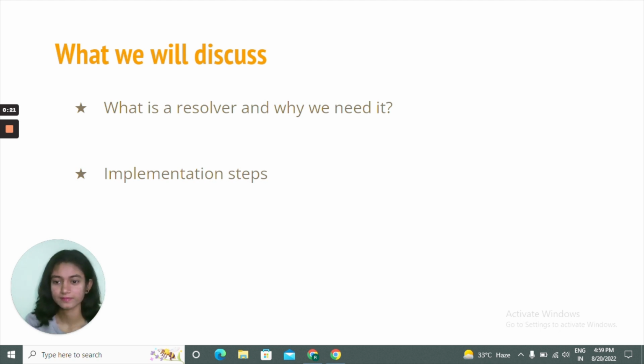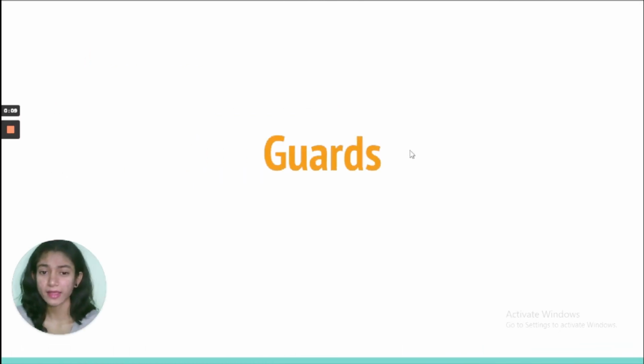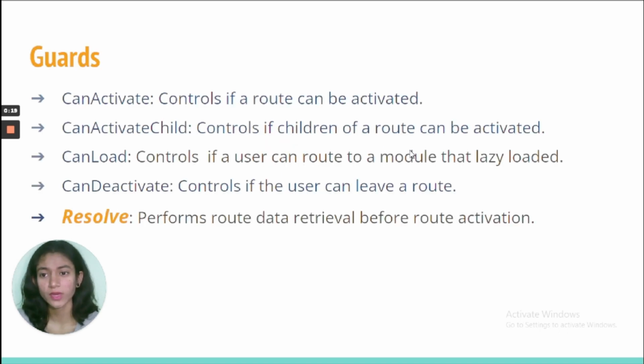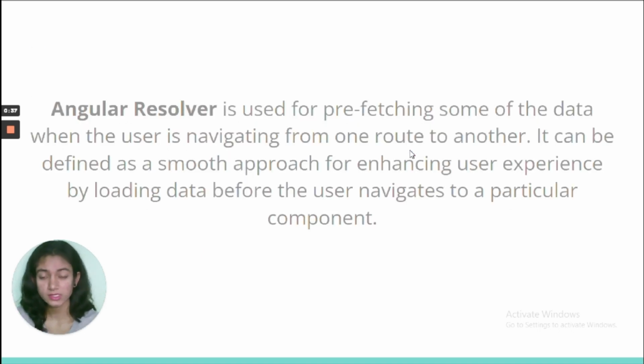Now let us begin. We all know that Angular provides us something known as guards. Guards are used for controlling the routing or the navigation of the users. We have the can activate guard, the can activate child guard, can load guard, and the can deactivate guard. Also, we have the resolve guard. Now, the resolve guard performs route data retrieval before route activation. In simple words, it is used for prefetching data when the user is navigating from one route to another.